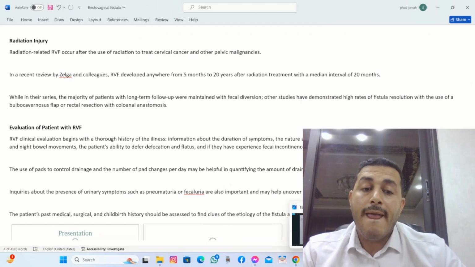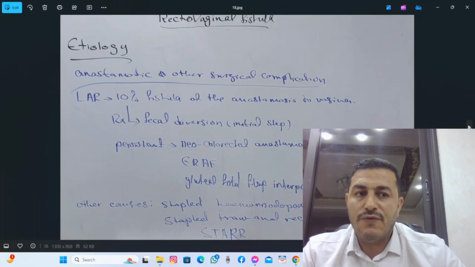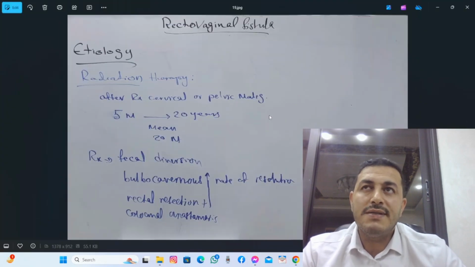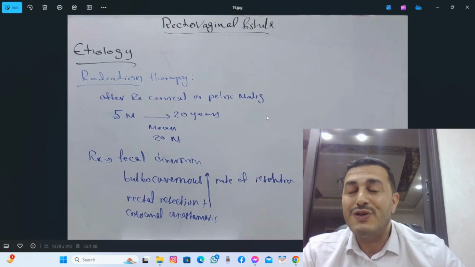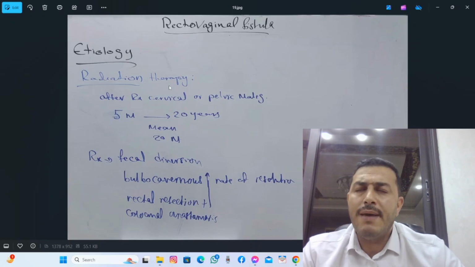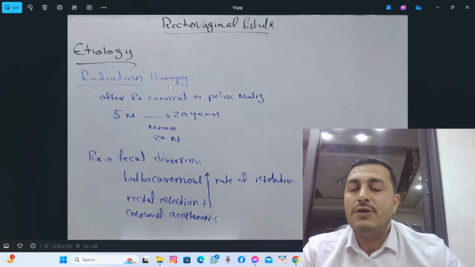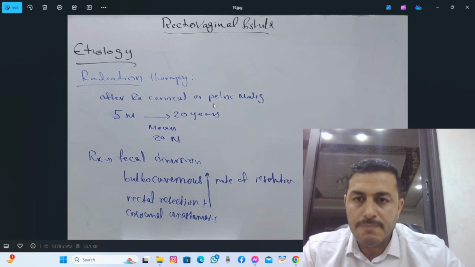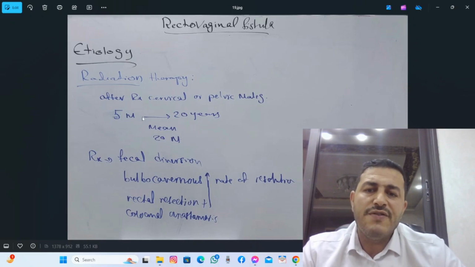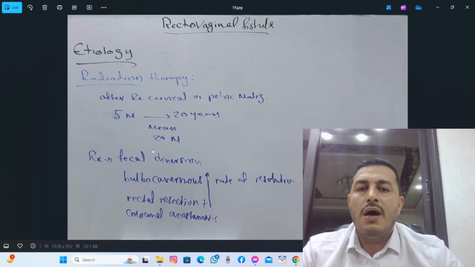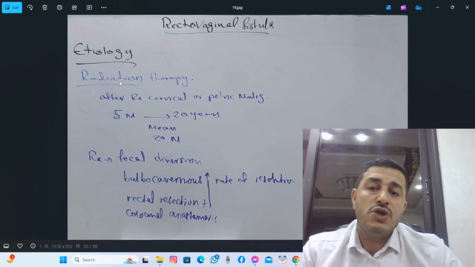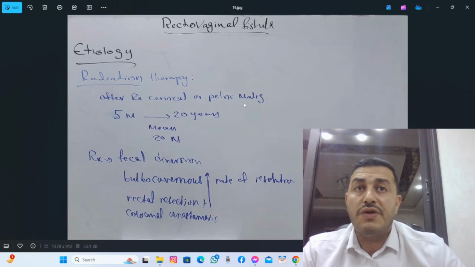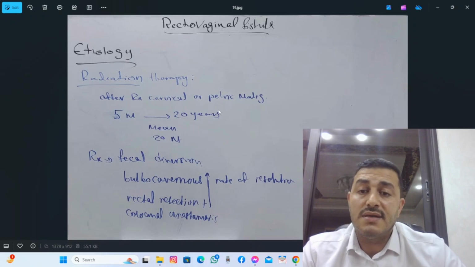When we discuss these modalities, we said that they should be done by an experienced colorectal surgeon. And when we talk about radiation for rectovaginal fistula, the same principles apply as for rectourethral fistula. And we said that these fistulas may present up to 15-20 years after the last dose of radiation. So, as you see, from 5 months to 20 years. Of course, here with radiation we are talking about, for example, treatment of cervical cancer, rectal cancer, pelvic malignancy.